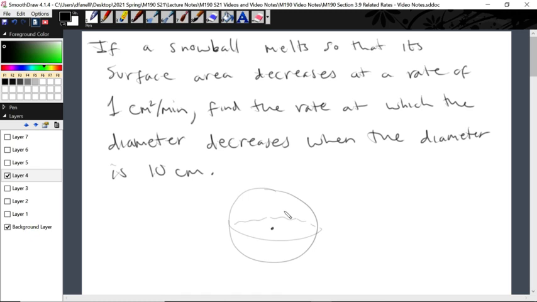Okay, so this would be the radius right here, but then this would be the diameter. We could call it D for diameter, but because the differential operator has D's in it already, I'd rather use a different variable. Okay, so what else do we need to know?